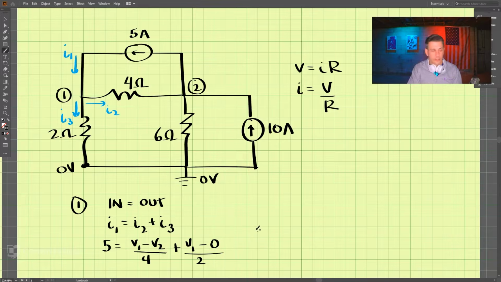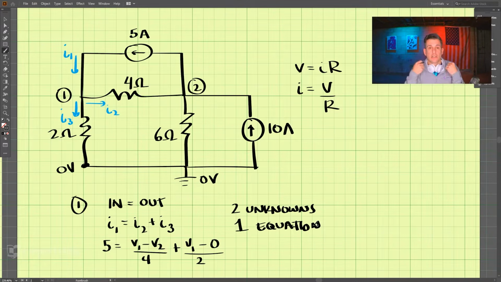And here we have our first equation. We do not know V1 and we do not know V2. So there are 2 unknowns and 1 equation. We cannot solve this equation yet. We have to continue and get 1 more equation.